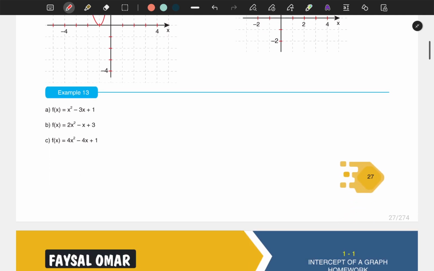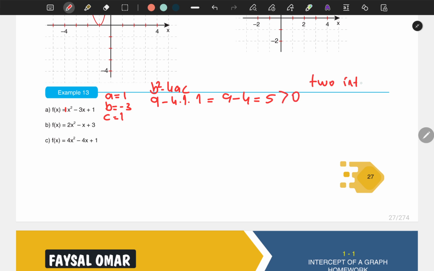Okay, here we have an example. Look, example 1. What is the a value? 1. What is the b value? Negative 3. What is the c value? Positive 1. b squared minus 4ac. b squared means negative 3 squared, 9. Minus 4 times a is 1, c is 1. 9 minus 4, is it equal to 5? Is 5 bigger than 0? Yes, it means that I have 2 intercepts. That's it. 2 x-intercepts. It doesn't mean what they are. It is just asking how many we have. I have 2. That's it.